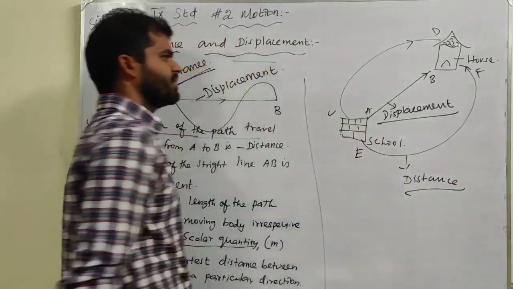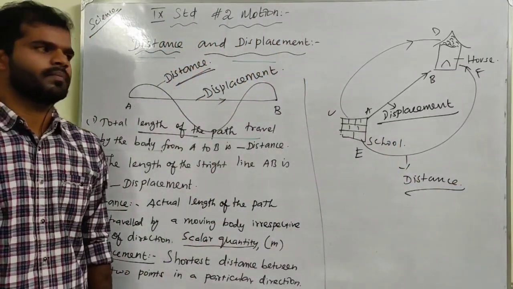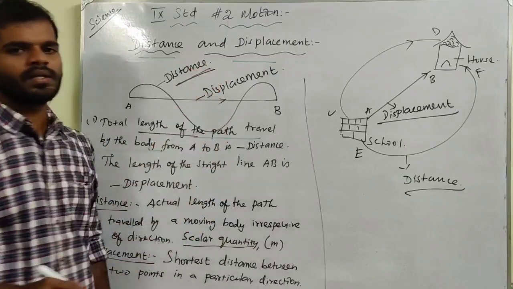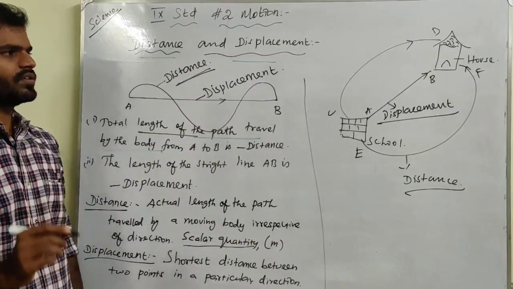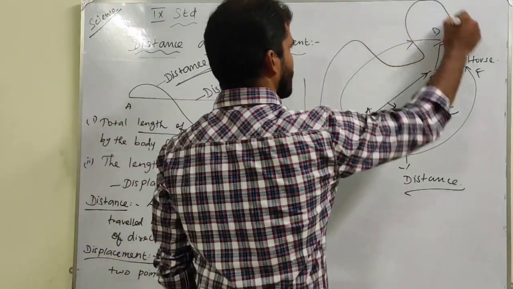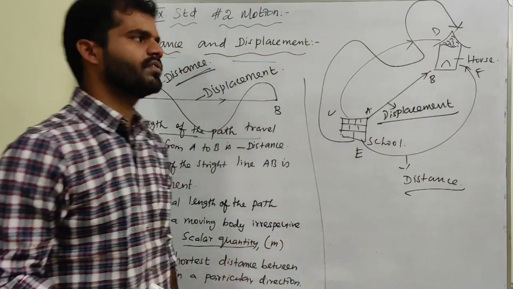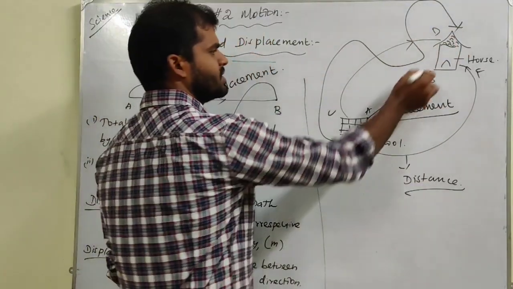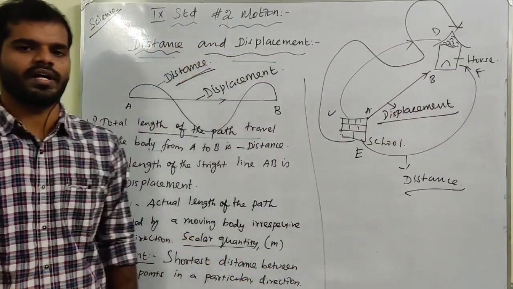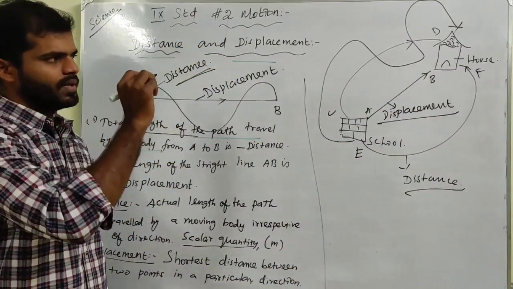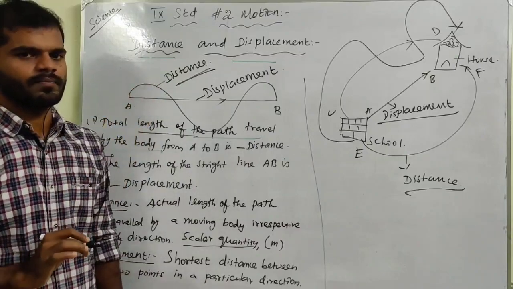So this is the difference between distance and displacement. Distance is the actual path, the length of the path, that will not show the direction. So I can go in any direction and I will reach the particular place. That's it. That is distance, the actual length of the path. The shortest distance between these 2 points is called displacement. So distance is called a scalar quantity. Displacement is called a vector quantity.